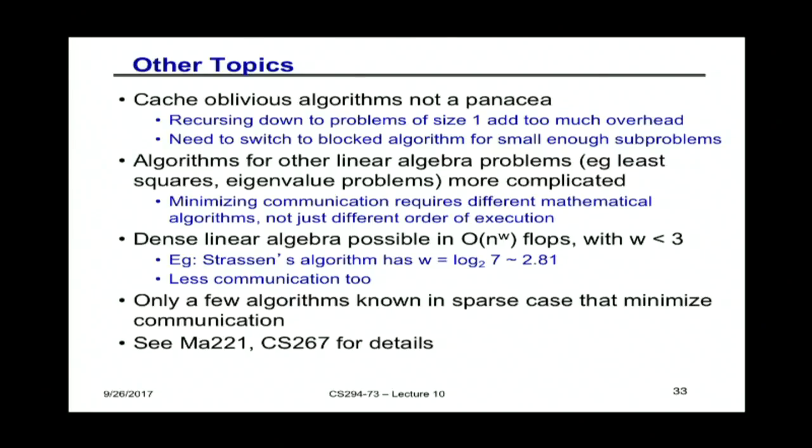And then I will spend some time to talk about some ways to automatically write code to get faster speed. Some of the other topics here: you see it's very nice to have these cache oblivious algorithms. But in fact, it doesn't solve all the problems. First of all, when you're recursing down to problems of size 1 or 2, there's a lot of overhead in the recursion. So in practice, the recursion is actually adding a lot of overhead in the stack memory, etc.